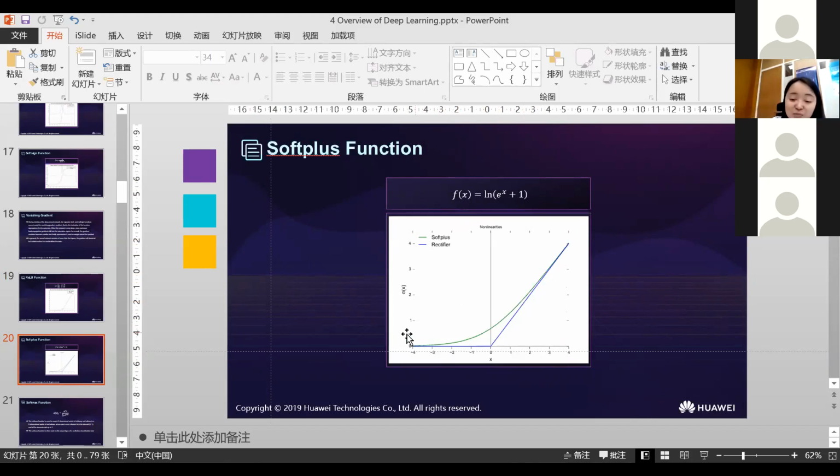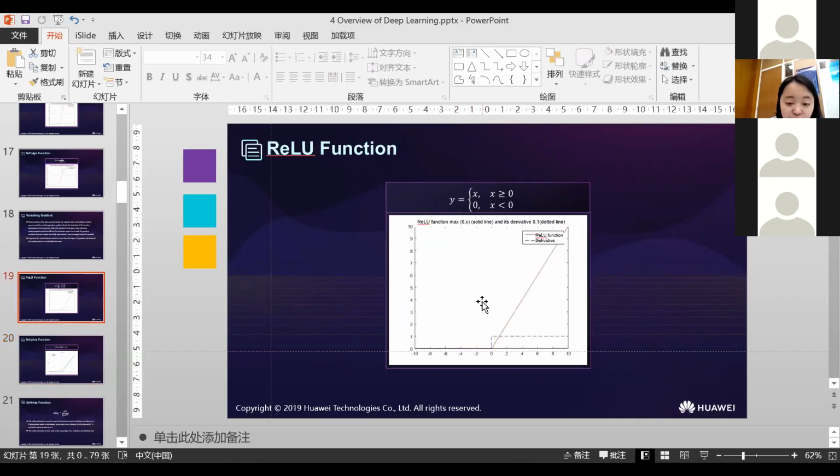It is a smooth function, and also it doesn't have the dead zone. So it doesn't have the dead zone of the ReLU function. If the input is smaller than zero, the output will always be zero, and also the derivative will always be zero. So that is the dead zone of the ReLU function.